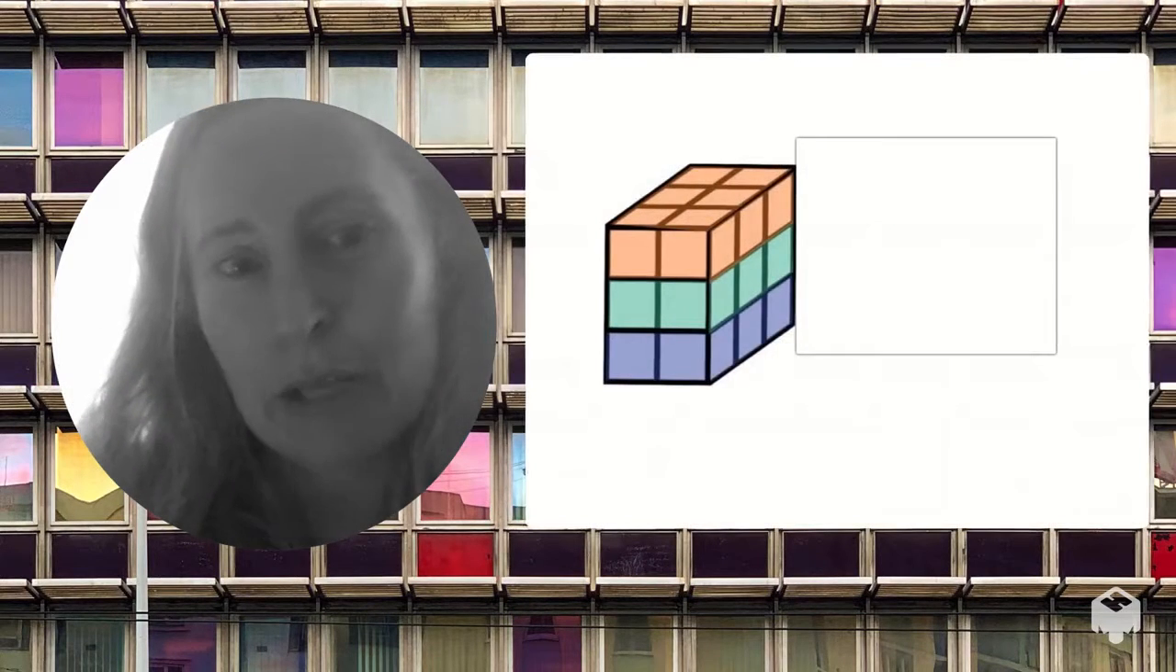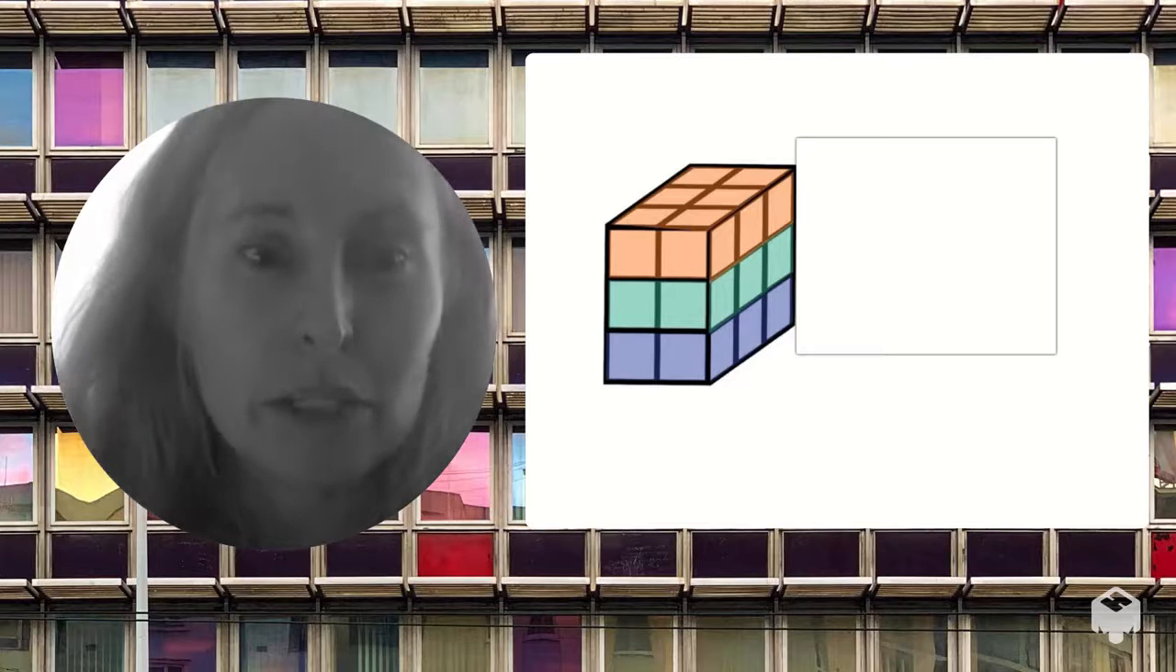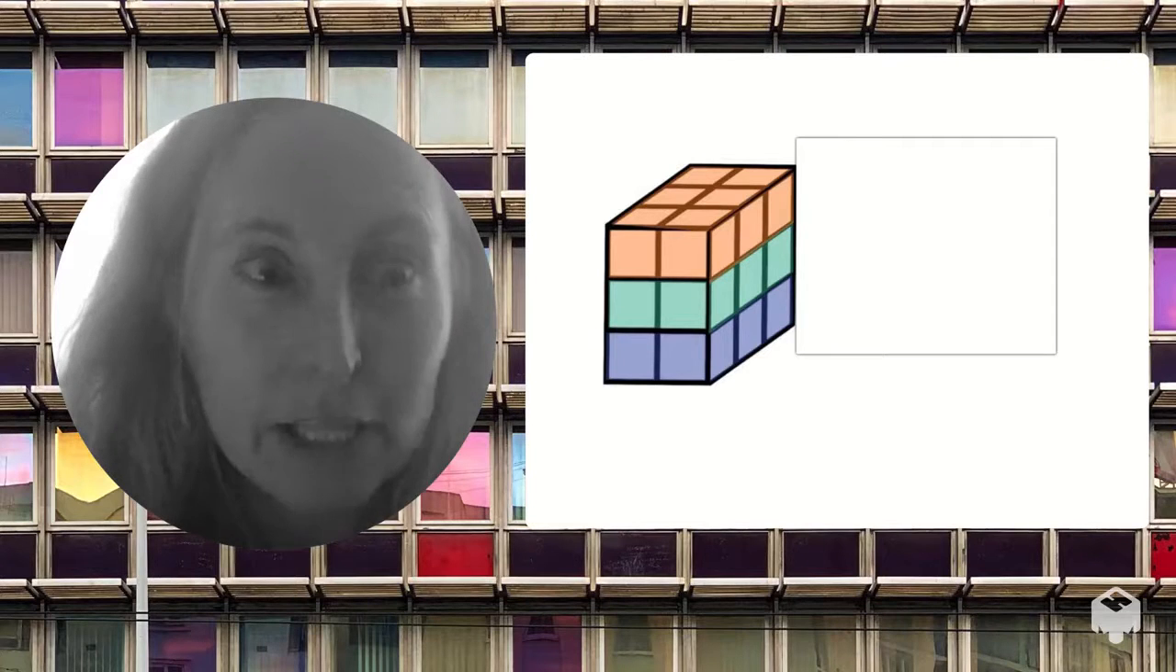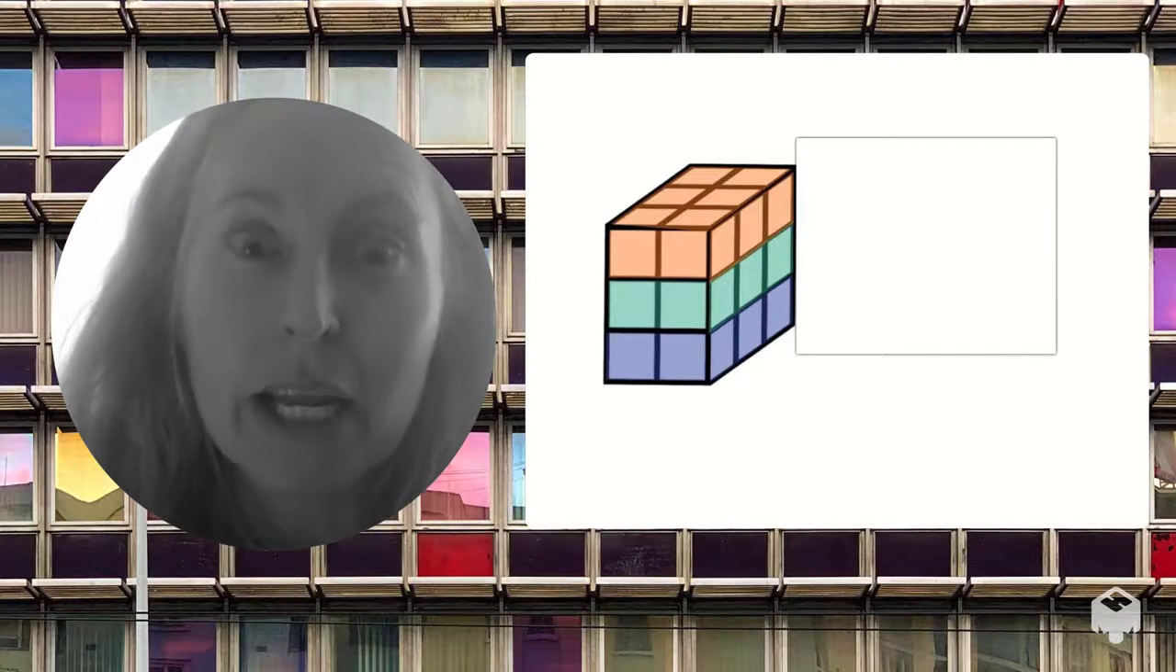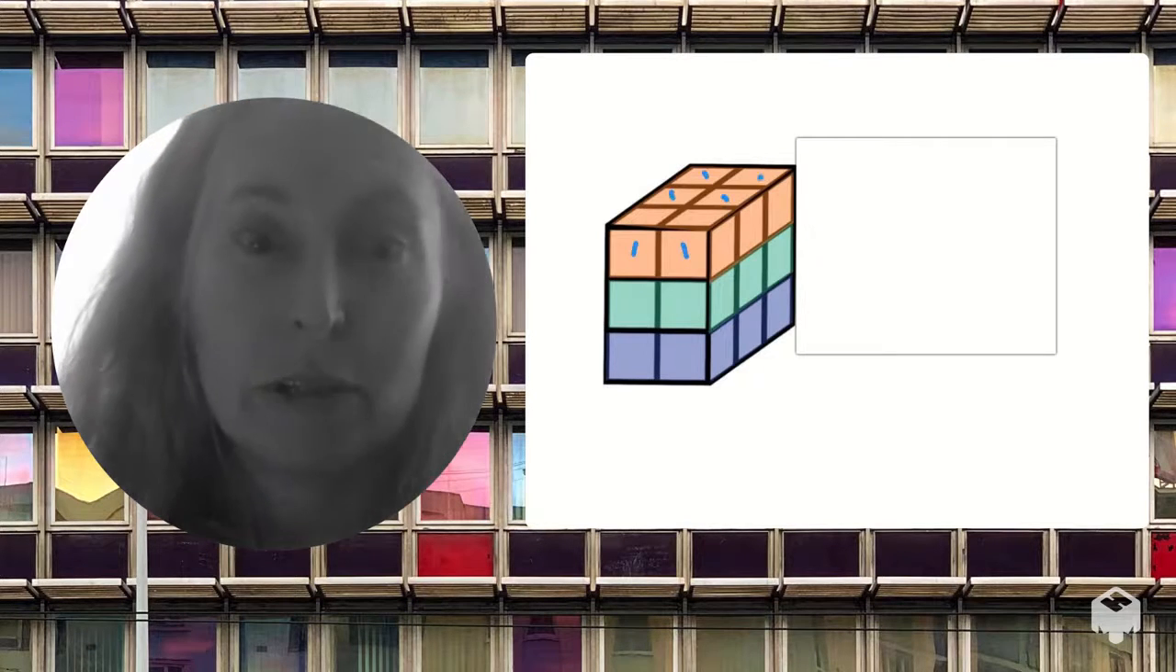Now, remember how I mentioned layers? Layers can be so helpful. If I wanted to find the volume of this rectangular prism, what might be easier for me to do is think about it in terms of the layers. If I look at that top layer and count them up, I would be able to see that I've got 1, 2, 3, 4, 5, 6 in the top.